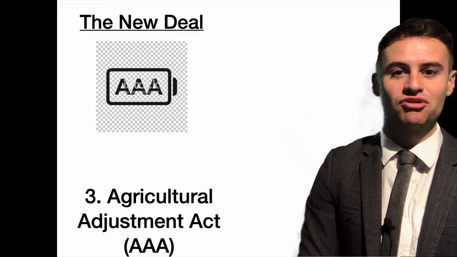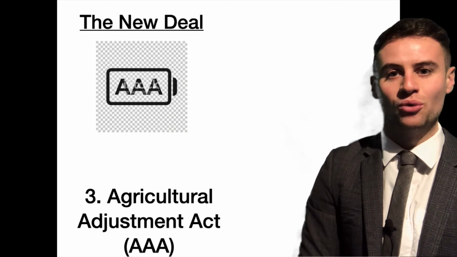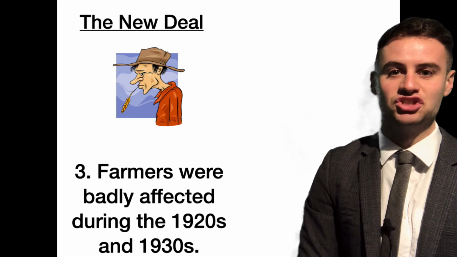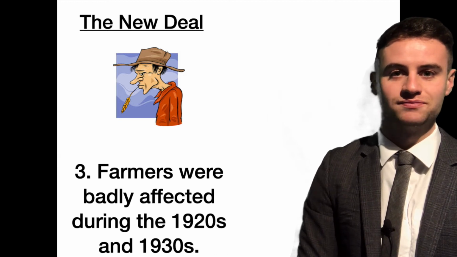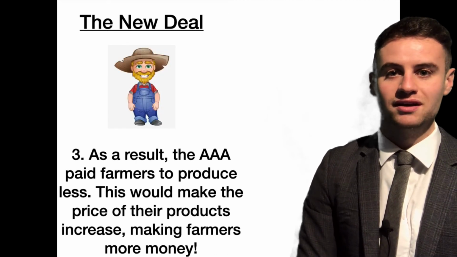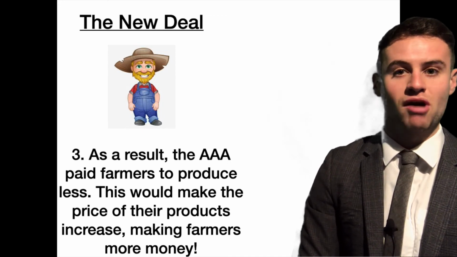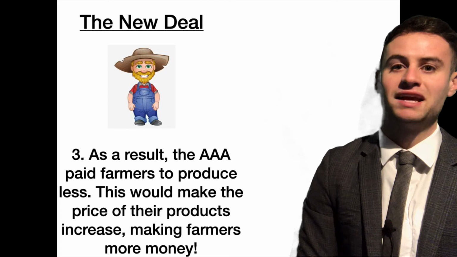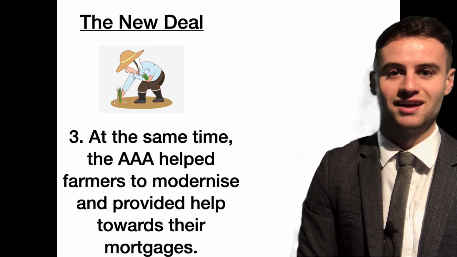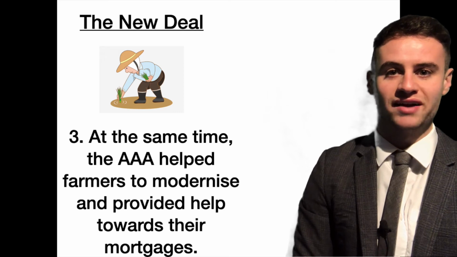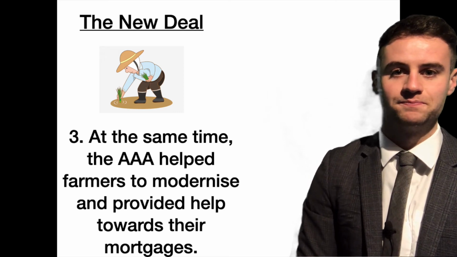Three, the Agricultural Adjustment Act, known as the AAA. Farmers were badly affected during the 1920s and 30s. As a result, the AAA paid farmers to produce less. This would make the price of their products increase, making farmers more money. At the same time, the AAA helped farmers to modernise and provided help towards their mortgages.